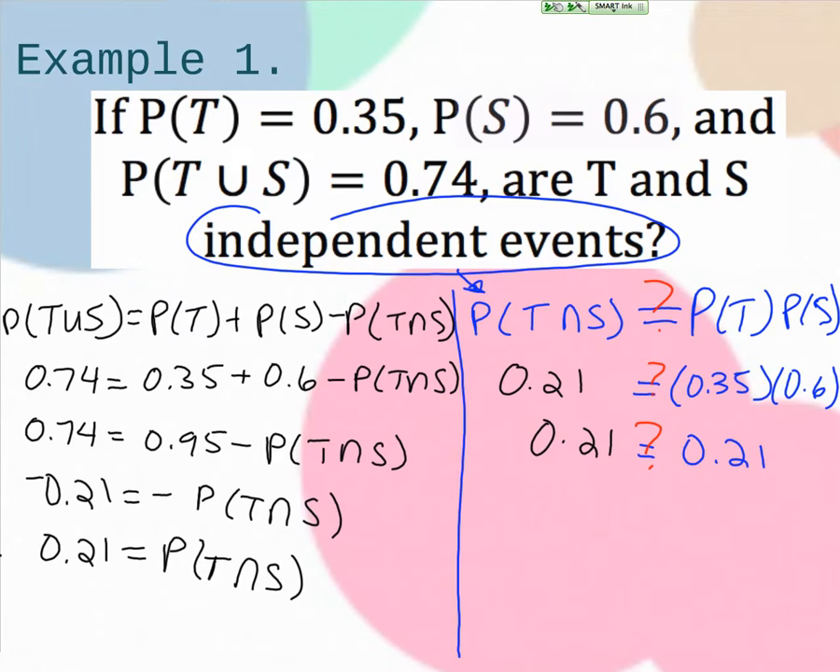So it turns out that yes, they are equal. Yes, they are independent, but again, we have to make sure that they are equal. We can't just do half the problem and call it good. So does that make sense? If it turns out they're not equal, they're not independent?